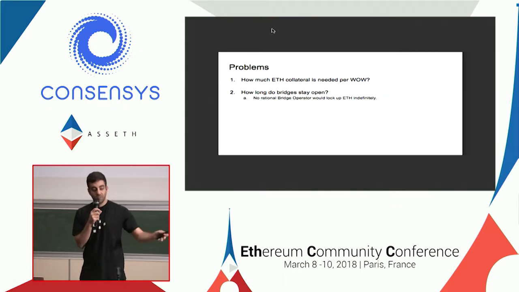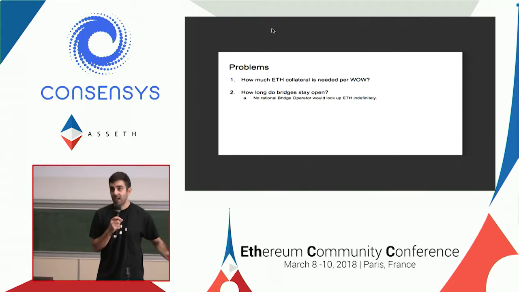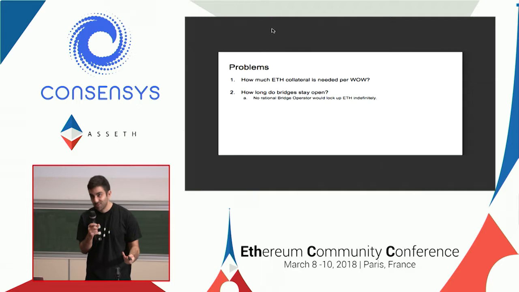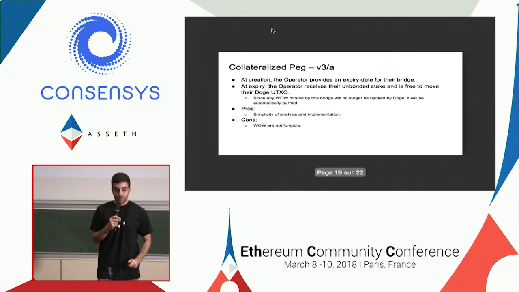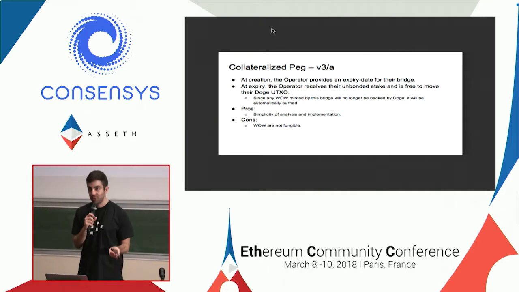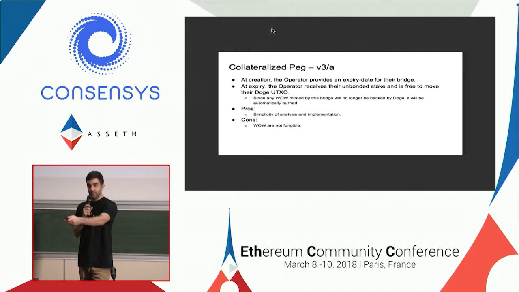So now the next 3 slides are 3 different ideas we have for moving forward. And this is open research. So if you have any ideas, please come and talk to us. So the first idea is kind of a natural progression. Allow this operator to state a bridge expiry time when they create it.